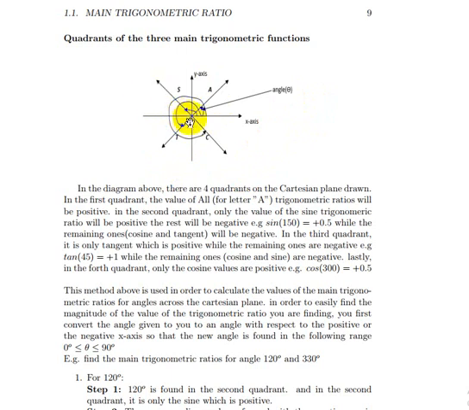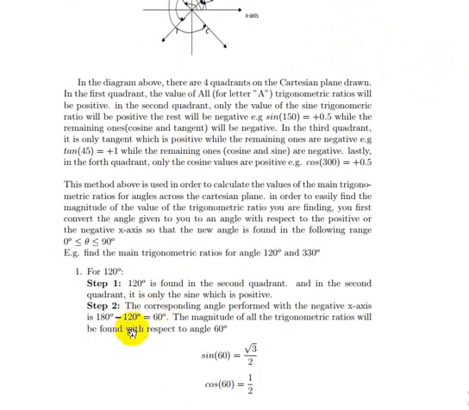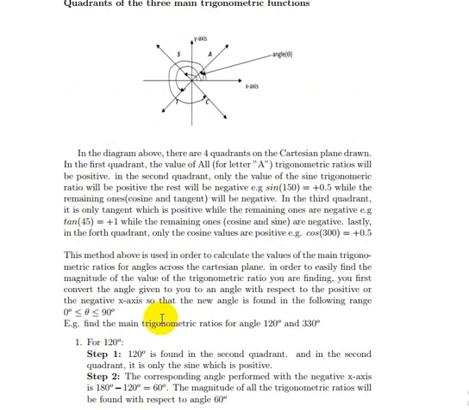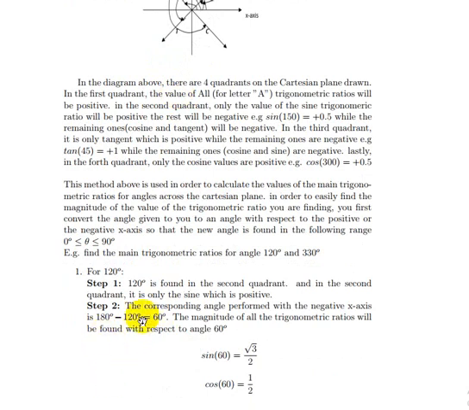You see here that the sine of 120 degrees is already positive. Now let's find the magnitude. In order to find the magnitude, we are going to find an angle between 0 and 90 degrees from the negative x-axis. That angle is going to be 180 degrees minus 120 degrees, and that's going to give you 60 degrees. So the angle there is 120 degrees, and from here to here is going to be 60 degrees.